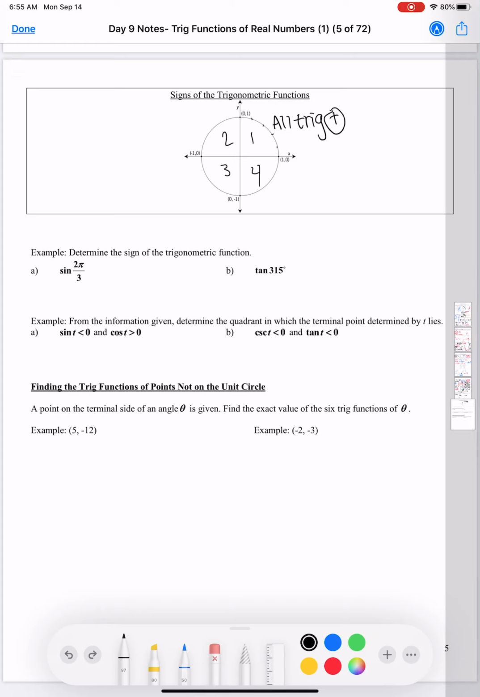Okay, quadrant 2. I told you guys that cosine was negative. Sine is positive, and so tangent, if we have sine over cosine, a positive divided by a negative, is going to make tangent negative. For quadrant 3, I told you guys that both cosine and sine were negative. Well, for tangent, a negative divided by a negative would make it positive. And lastly, quadrant 4, cosine is positive, sine is negative, and so tangent, a negative divided by a positive, is a negative.